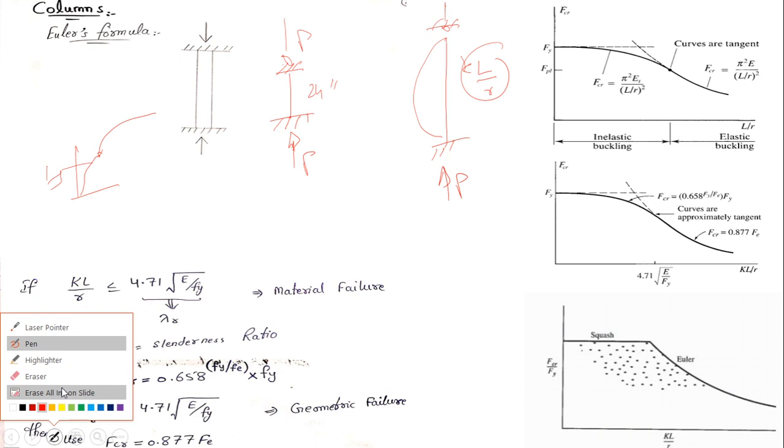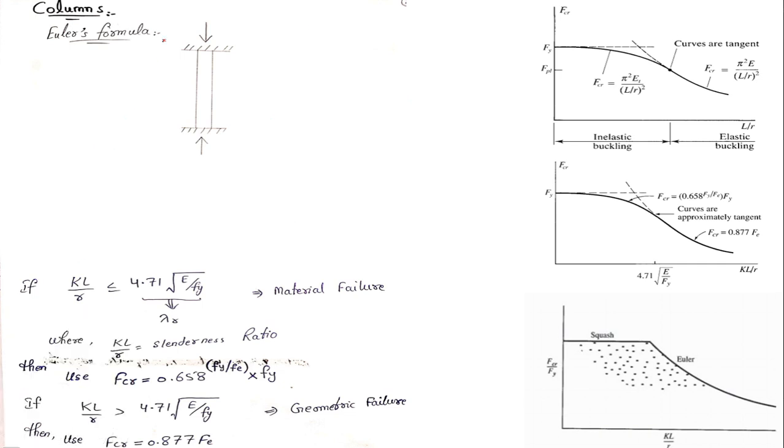For example, how to find whether a column fails by its material failure, or tends to fail by its buckling? This is geometric failure, and geometric failure is actually related to buckling of a column. And this is material failure. The steel has reached its Fy value. So how to find whether a column is failing due to its material failure or geometric failure, that is due to buckling?